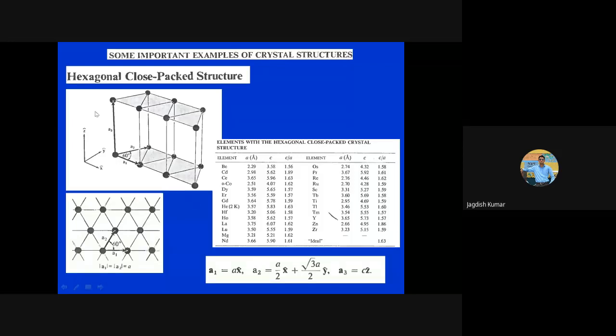That kind of layer is B layer. Now B layer is equivalent whether you place a point here, here and here, or here, here and here. So B layer is equivalent. There is no practical difference between the two choices. But yes, how you place the third layer is important. So if the third layer is exactly sitting above this layer, then that type of arrangement is called ABAB type arrangement. And that is what makes your hexagonal type arrangement.